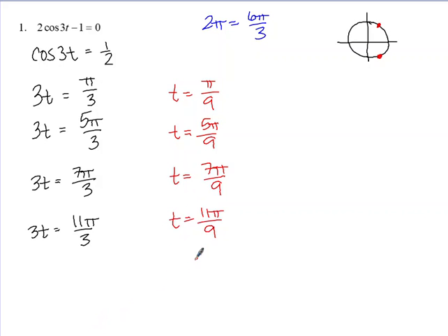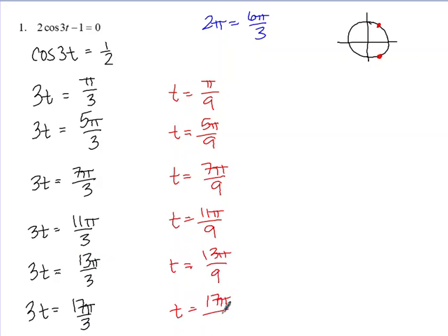Well, 11 pi over 9 is a little more than 2 pi, so I'm going to go around the unit circle one more time. So if I add 6 pi over 3 again, I get 13 pi over 3 and 17 pi over 3. So when I solve these, I end up with 13 pi over 9 and 17 pi over 9. 17 pi over 9 is just under 2 pi, so that is probably our last answer.